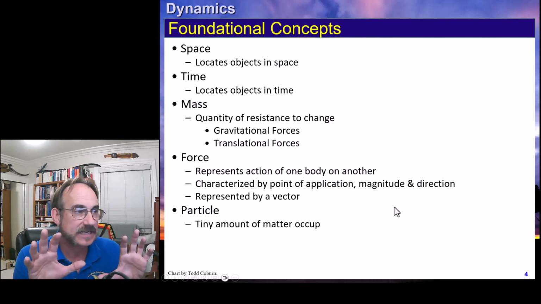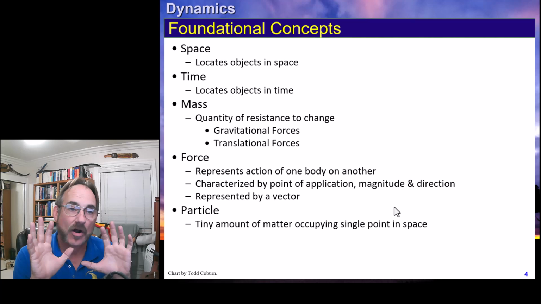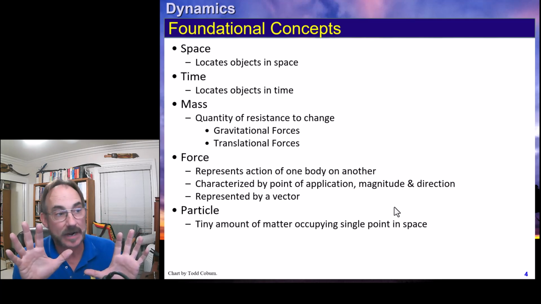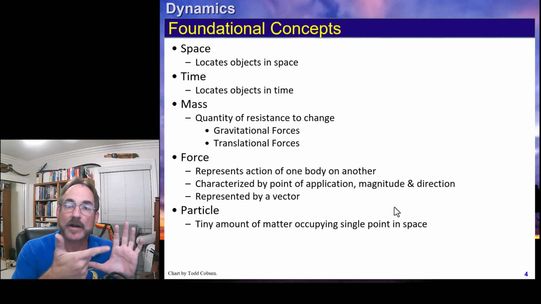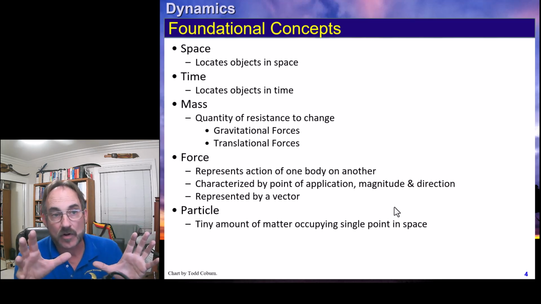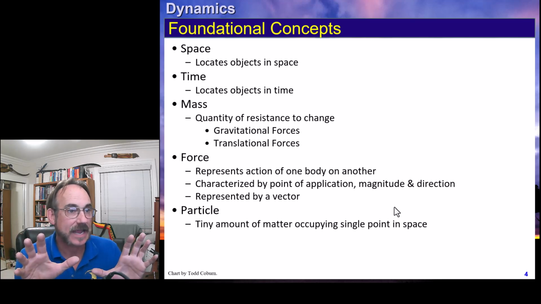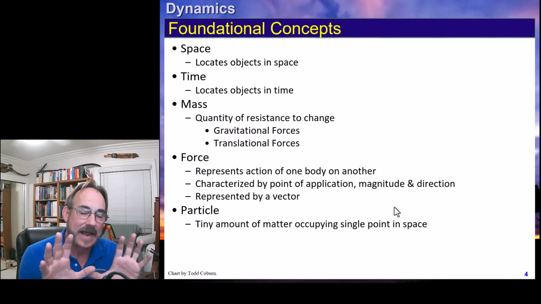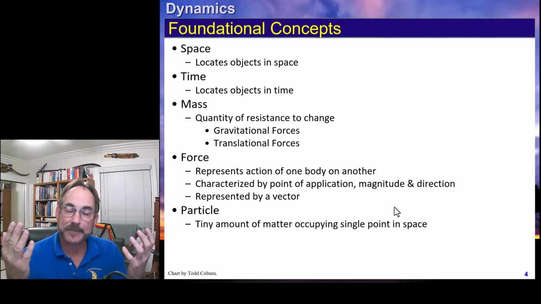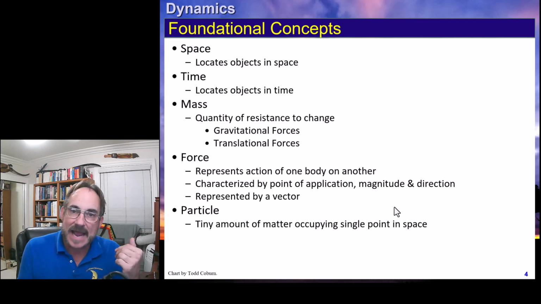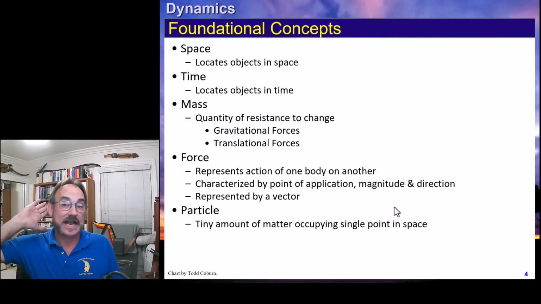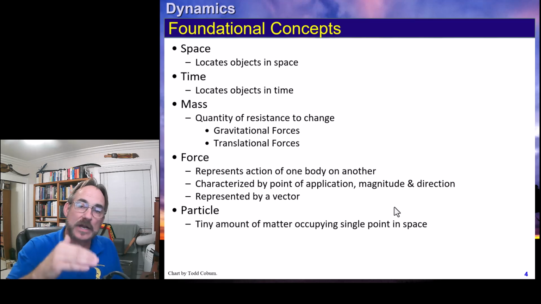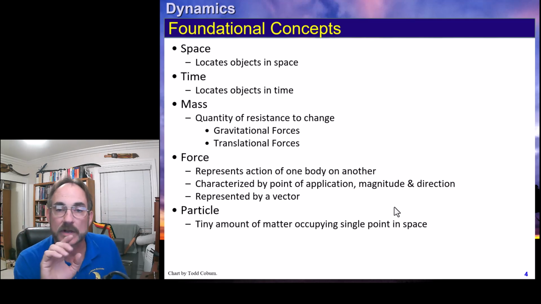Remember, force, we learned in statics, is the action of one body on another. Forces are characterized by a point of application, a magnitude and a direction. A lot of times we say just magnitude and direction, but it's not only magnitude and direction, because where it's applied can affect what happens to the body. If you apply a force at your center of mass, you're going to tend to have a translation. If you apply it off of your center of mass, you're going to have a translation, but also a rotation. This is where the point of application matters with forces. We're going to deal with these as vectors, just like we did back in statics.